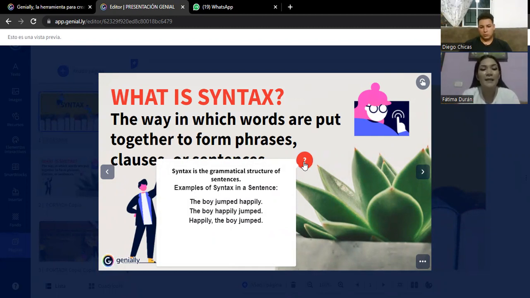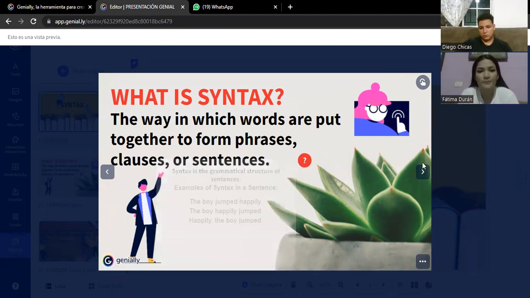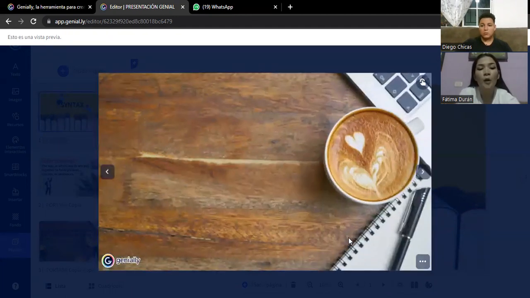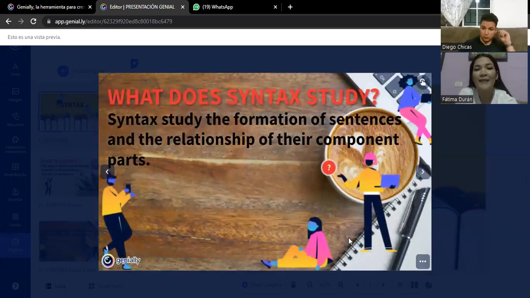As we can see, here we have three sentences. All of them are correct and have the same meaning, but the syntax is different because all the sentences have a different order or a different grammatical structure. Now, what does syntax study? Syntax studies the formation of sentences and the relationship of their component parts.